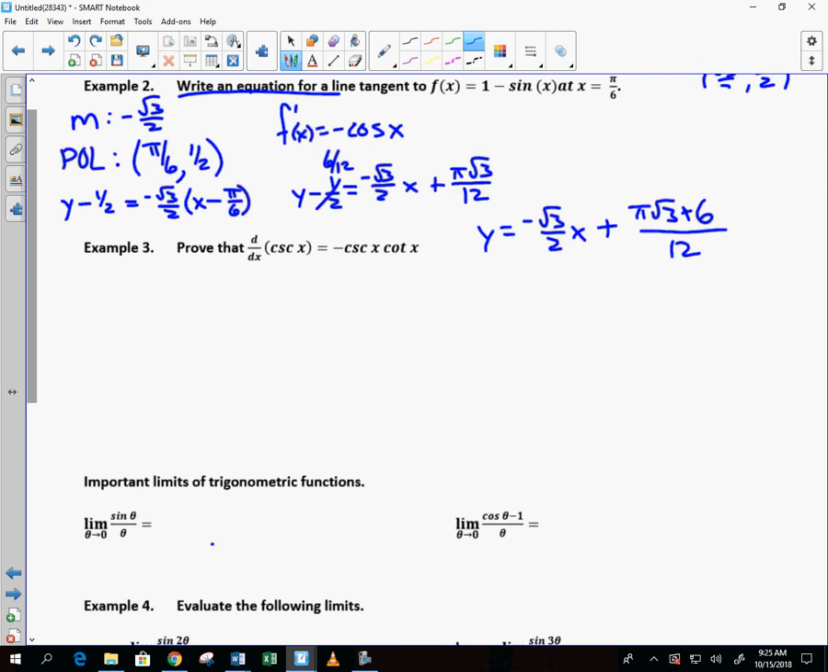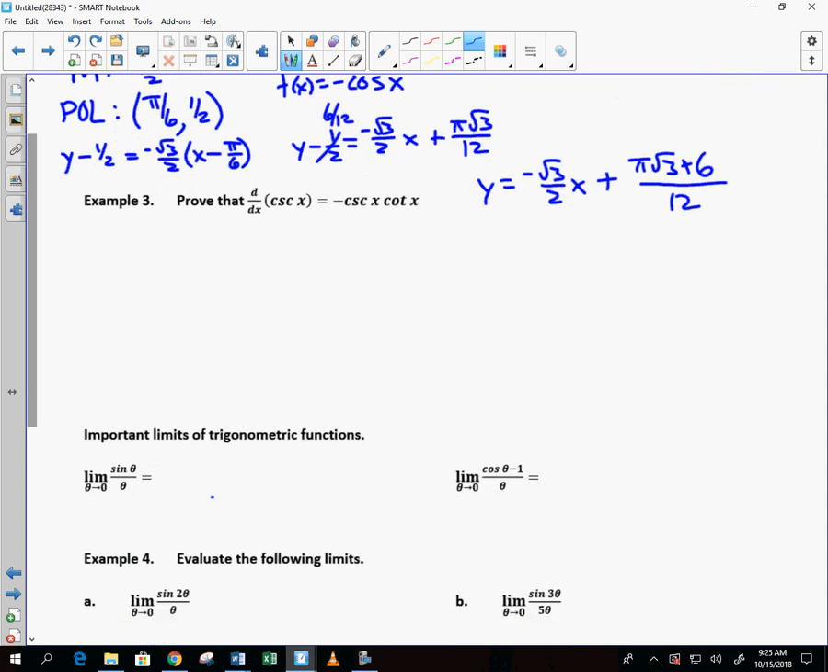Where you can't use your calculator? We'll have one of those. Yep, don't worry. You'll have a test where you can't use your calculator. So.